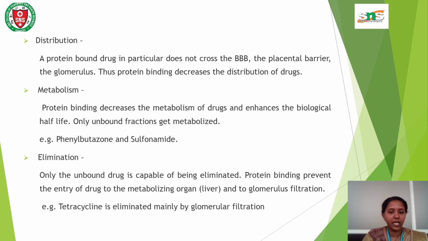Metabolism. Protein binding decreases the metabolism of the drug and enhances the biological half-life. Only unbound fractions get metabolized. Example, phenylbutazone and sulfonamide. Elimination. Only the unbound drug is capable of being eliminated. Protein binding prevents the entry of the drug to the metabolizing organ, that is the liver, and to glomerular filtration. Example, tetracycline is eliminated mainly by glomerular filtration.